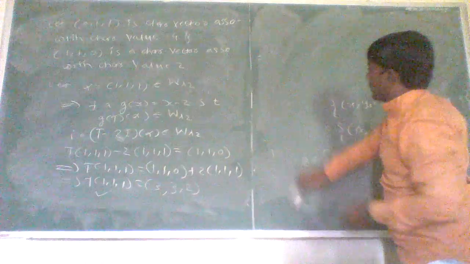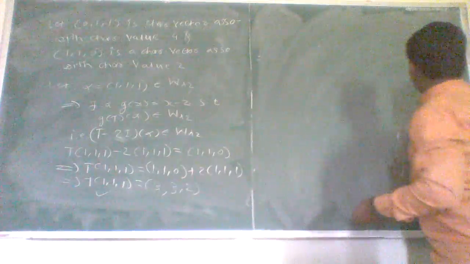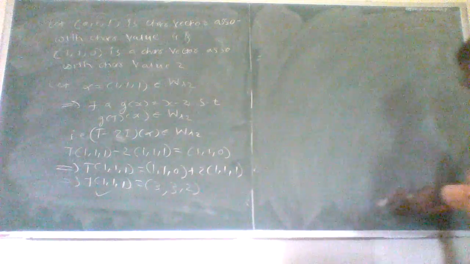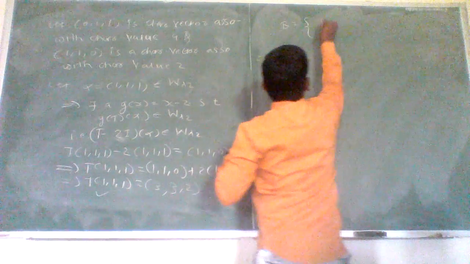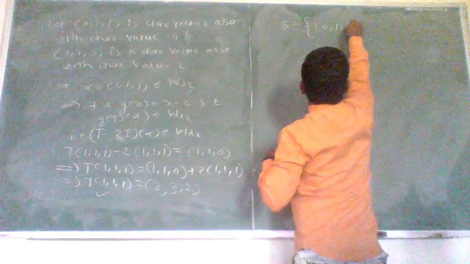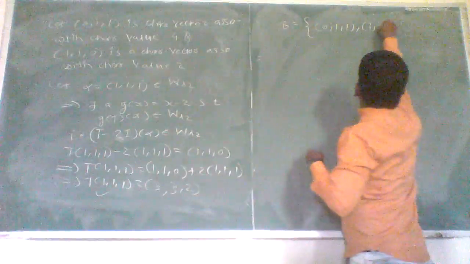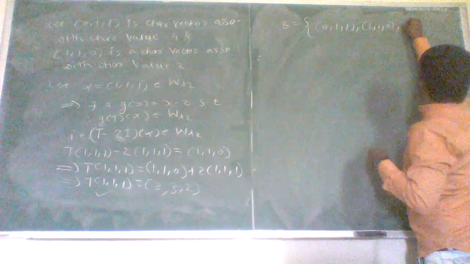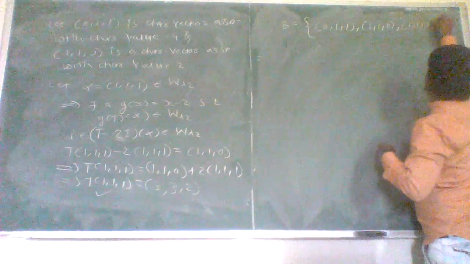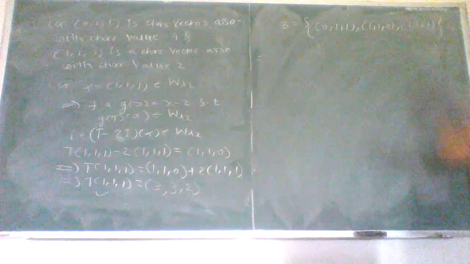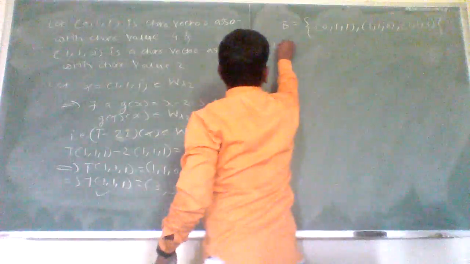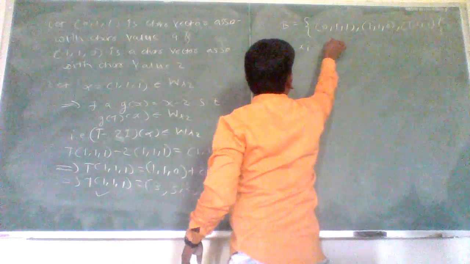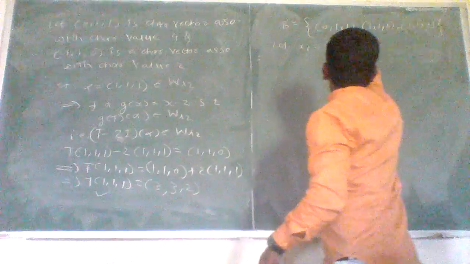So here we find one set B equal to {(0, 1, 1), (1, 1, 0), (1, 1, 1)}, which is the basis for your given domain, that is R3 over R. Now let x1 be equal to (0, 1, 1).